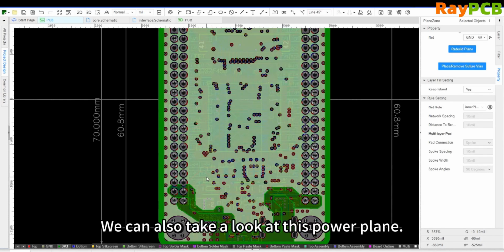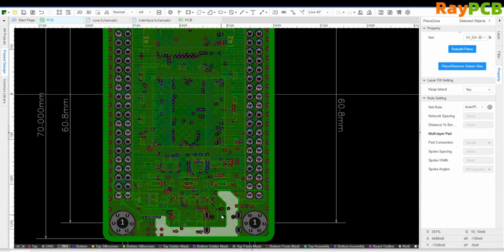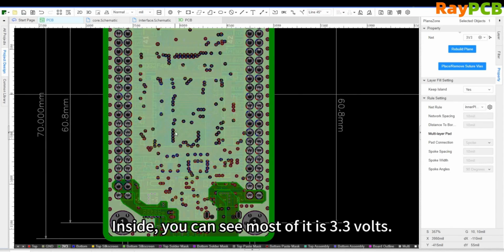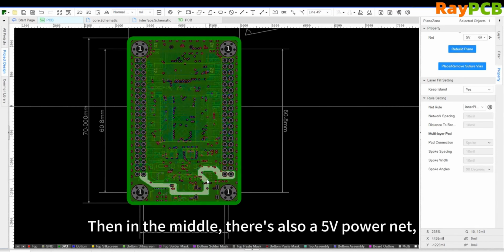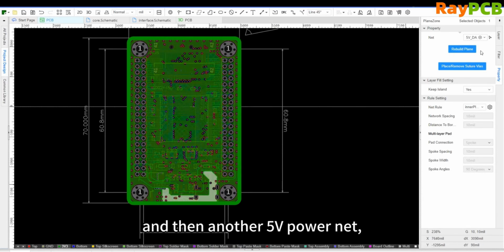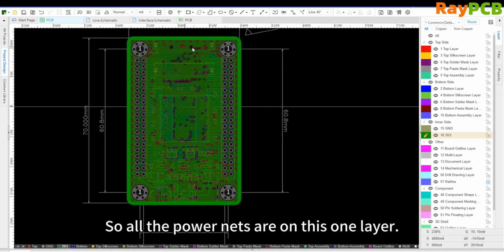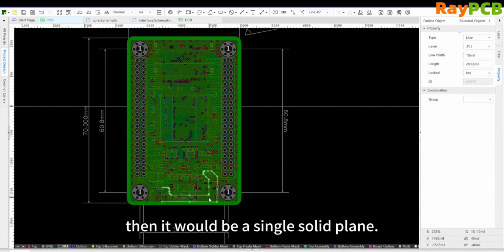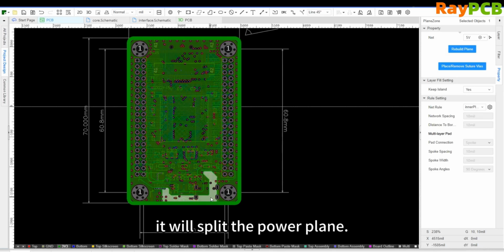We can also take a look at this power plane. It is also a complete plane divided into 3 sections. As you can see, most of it is 3.3 V, and through the network you can see the 3.3 V power supply. In the middle there is also a 5 V power supply, and then another 5 V power supply for the DAP. So all the power supplies are on this layer. This is what was mentioned. If this board only had one type of power supply, then it would be a complete plane. If there are multiple power supplies, the power plane will be divided.